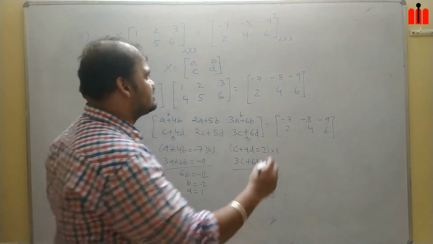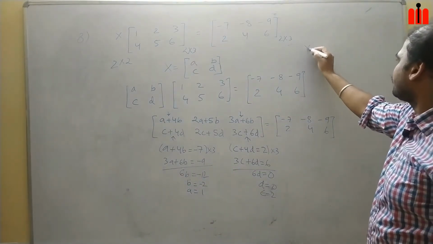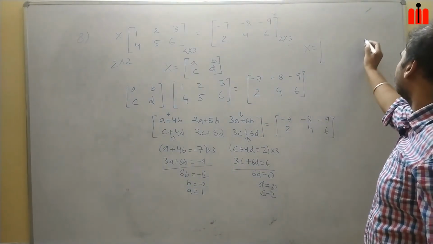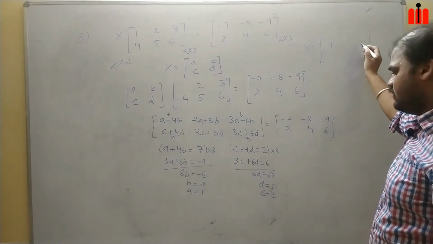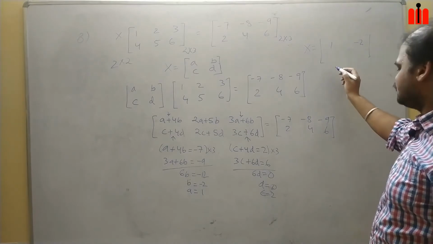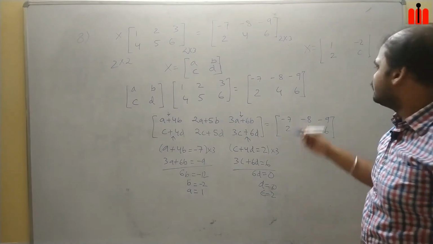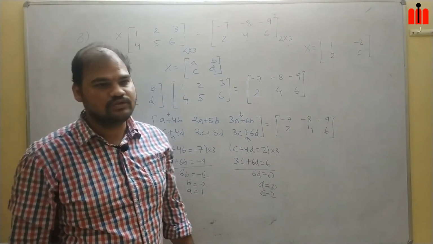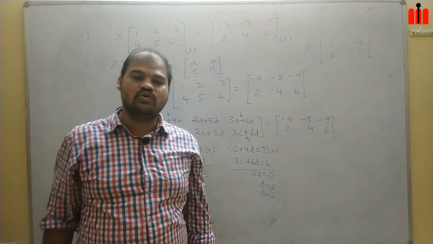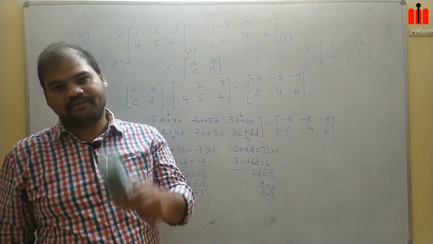So what will be my X matrix? So my X matrix is A, B, C, D. So what is the value of A? 1. B is minus 2. C is 2. D is 0. So this will be my X matrix: 1, minus 2, 2, 0. Okay. So this completes problem number 8. Let's move on to problem number 9.